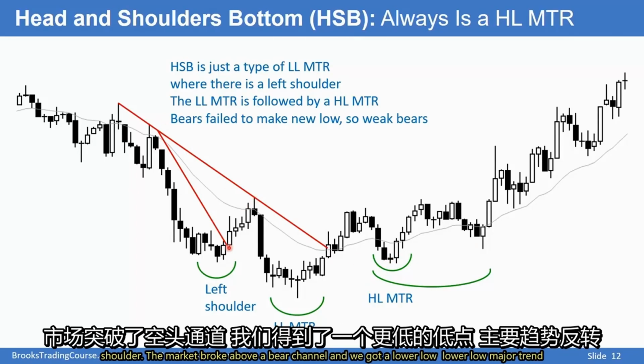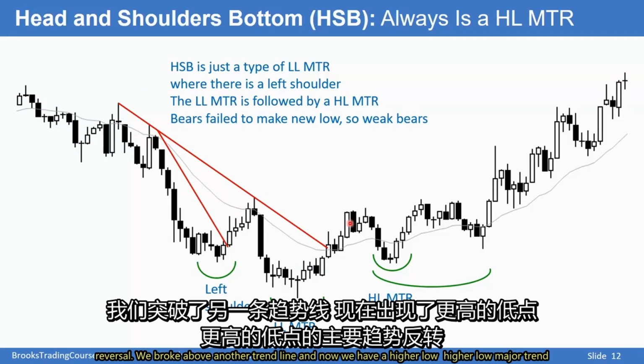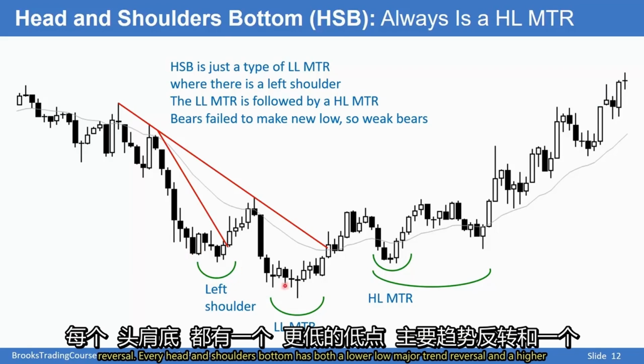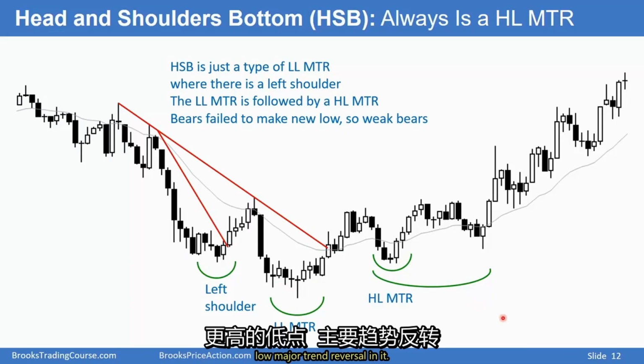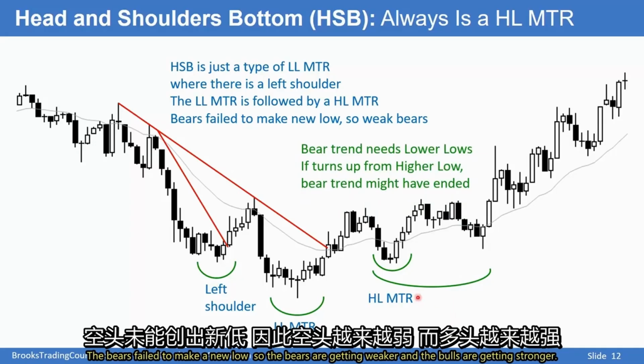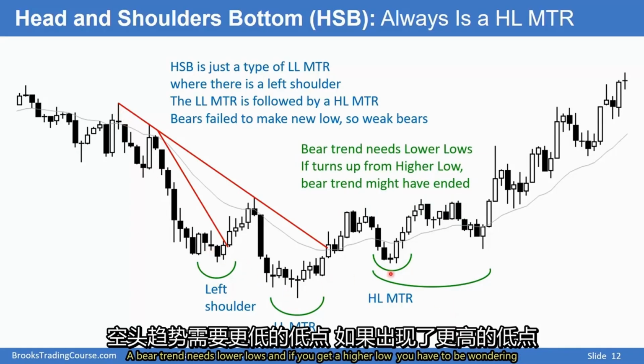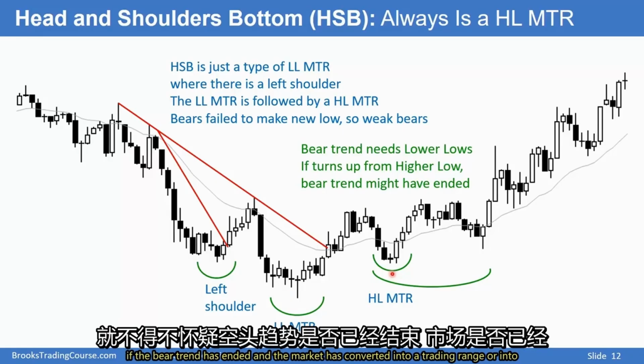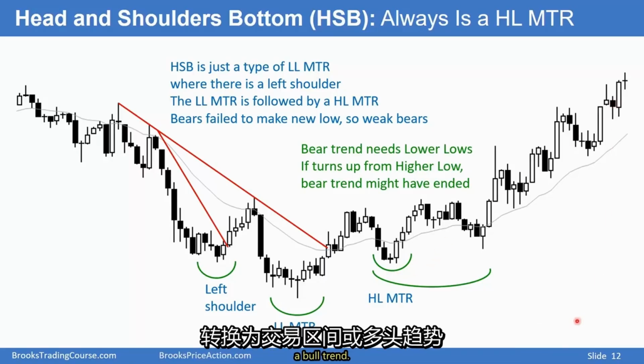The market broke above a bear channel and we got a lower low major trend reversal. We broke above another trend line and now we have a higher low major trend reversal. Every head and shoulders bottom has both a lower low major trend reversal and a higher low major trend reversal in it. The bears failed to make a new low, so the bears are getting weaker and the bulls are getting stronger. A bear trend needs lower lows, and if you get a higher low, you have to be wondering if the bear trend has ended and the market has converted into a trading range or into a bull trend.